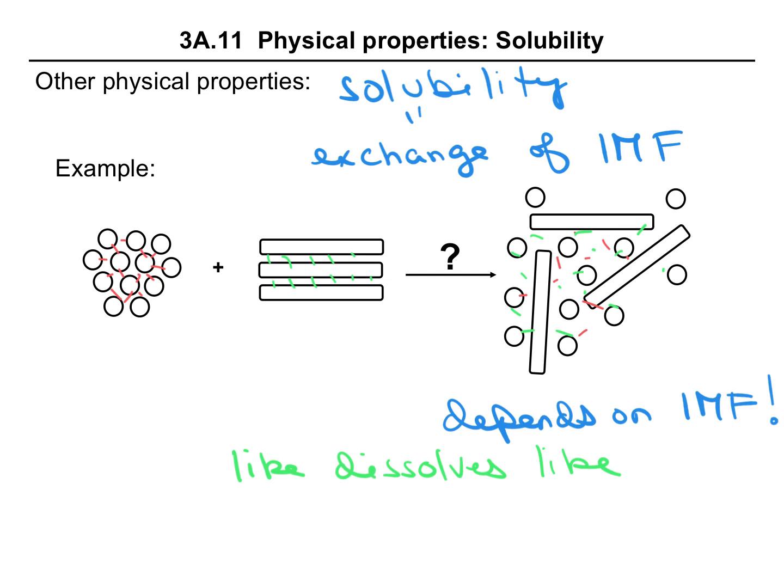So we can consider melting point and boiling point, and we need to remember that the stronger the intermolecular forces, the higher the melting point or the higher the boiling point. As we think about solubility, we need to think about the exchange of intermolecular forces and will two different compounds exchange intermolecular forces to be able to interact with each other. So the strength and type of intermolecular forces will have a direct impact on melting point, boiling point, and solubility.